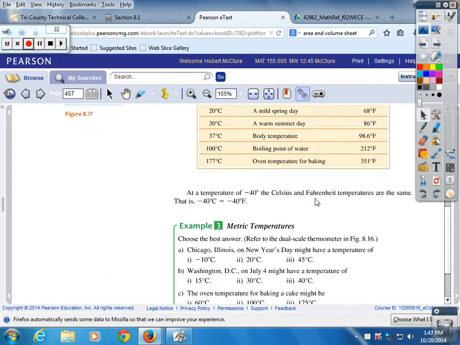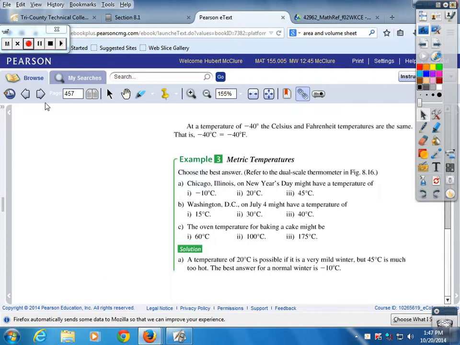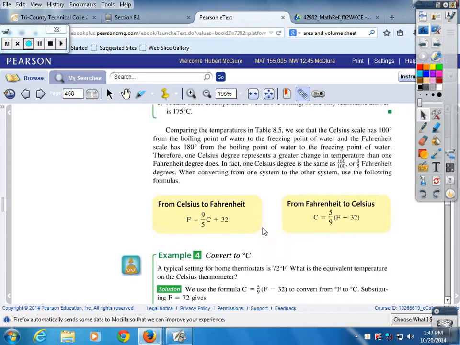Temperature. The only thing I want you to do with temperature is I want you to be able to do these 2 formulas right here. Make sure you can do them. Write them down. They're on page 458. And they are conversions. So make sure you can convert a Celsius to a Fahrenheit and a Fahrenheit to a Celsius. Celsius is metric. Fahrenheit is standard.